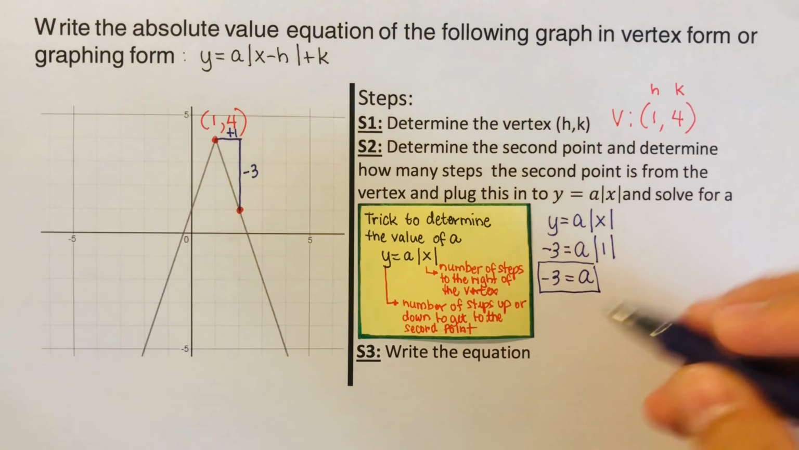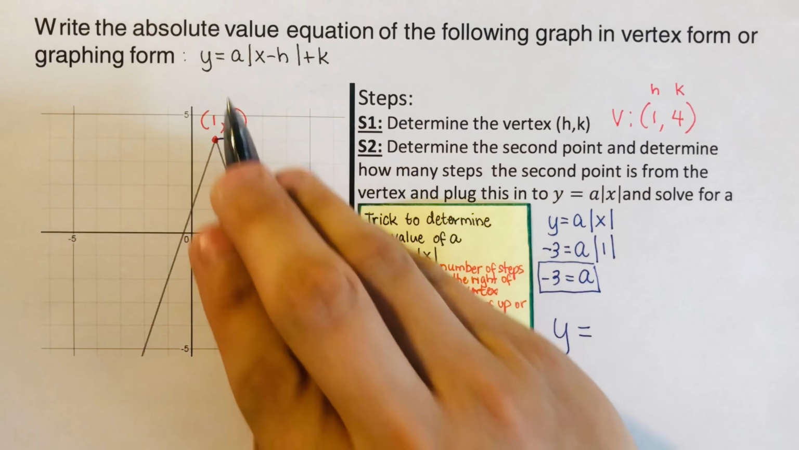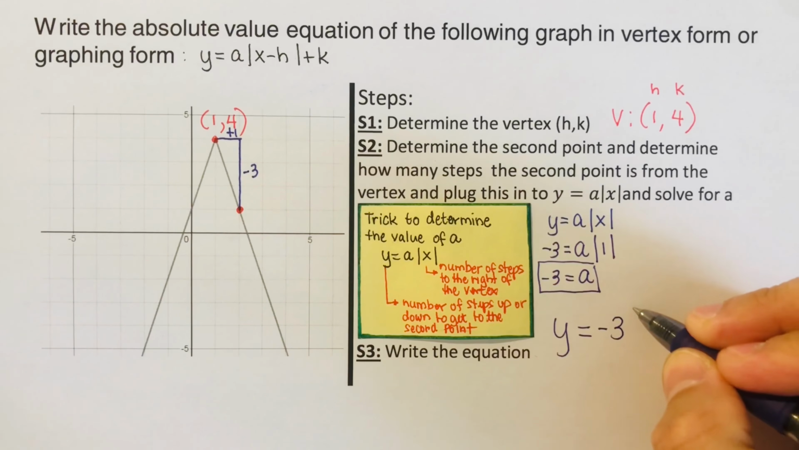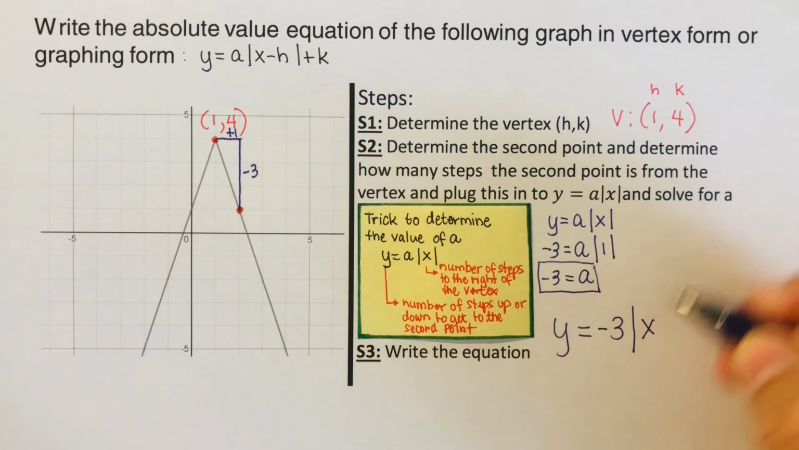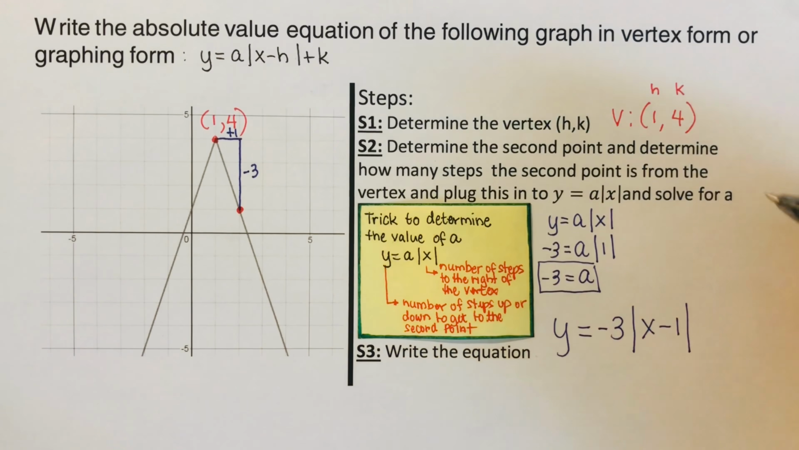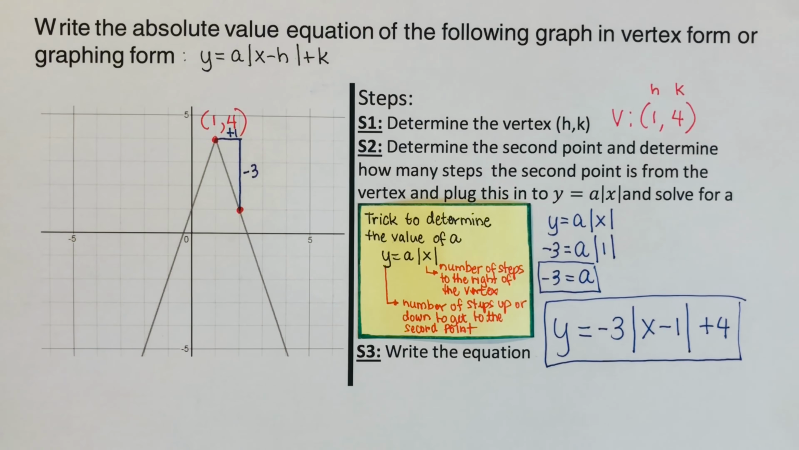And so we can write our equation as y equals a absolute value of x, this is the equation right there: y equals -3 absolute value of x, the h is -1, and then the k is +4. Did you get the same answers as this? Good. Perfect.